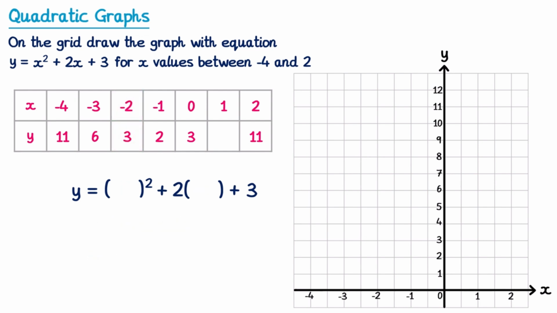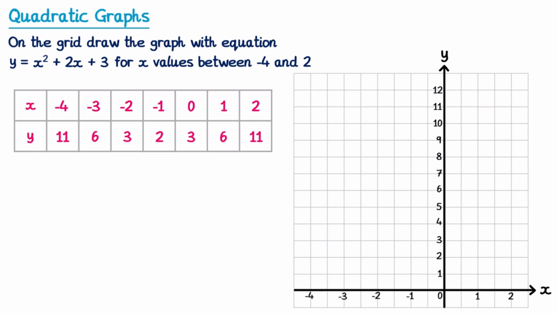Now the next two values have actually been done for us, so we can move all the way along to when x is equal to 1. So we put 1 inside those brackets. y equals 1 squared, which is just 1, plus two lots of 1, and two lots of 1 is 2, and then +3. So we've just got 1 plus 2 plus 3, which is 6. So we put 6 inside the table.